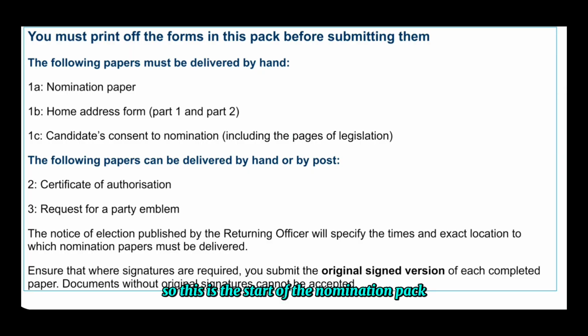So this is the start of the nomination pack, and it highlights which areas need to be completed. Section 2 and Section 3 there don't strictly need to be completed in order to put yourself forward to be nominated for election. Those relate to if you'd like to align yourself with a specific political party, and there's set rules on that. We'll touch on that towards the end of this video, but the primary focus is going to be on Section 1 here, because that's the bit you have to get done.